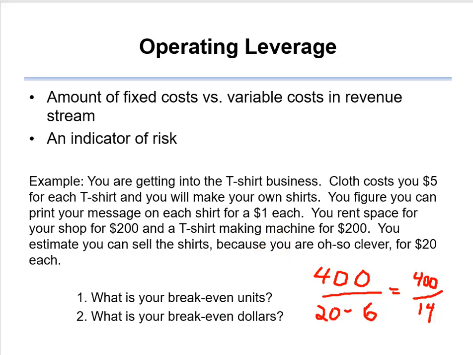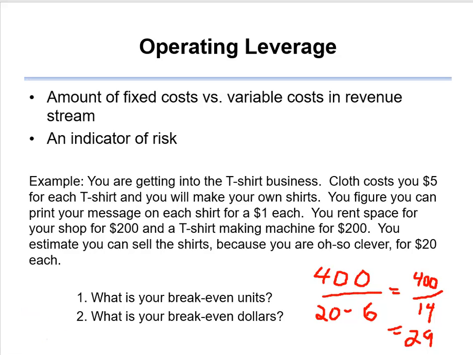Okay, so what does that turn out to be in terms of units? Turns out to be 28 and change. So we're going to say, all right, we have to sell 29 shirts to break even. Our operating leverage: the smaller this number to break even, the lesser the leverage. The more we have to sell, the greater our leverage.